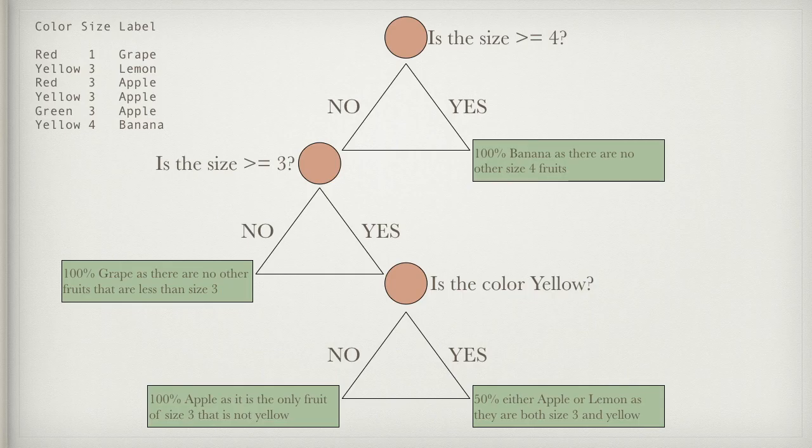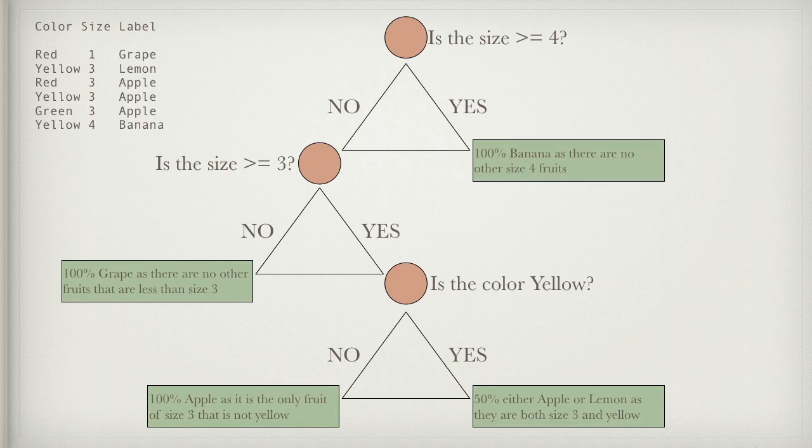We'll tell the program the color and size of the fruit, and it will use this tree to decide what fruit it is. First, it checks whether the fruit is a size 4 or greater. If it is, it has to be a banana, as there are no other size 4 fruits. If not, it checks if the fruit is a 3 or greater. If it's not 3 or greater, then it must be a grape, because those are the only fruits that are less than size 3.